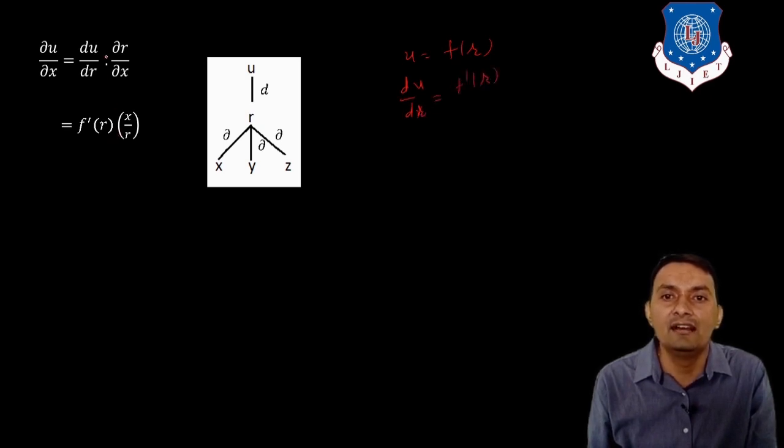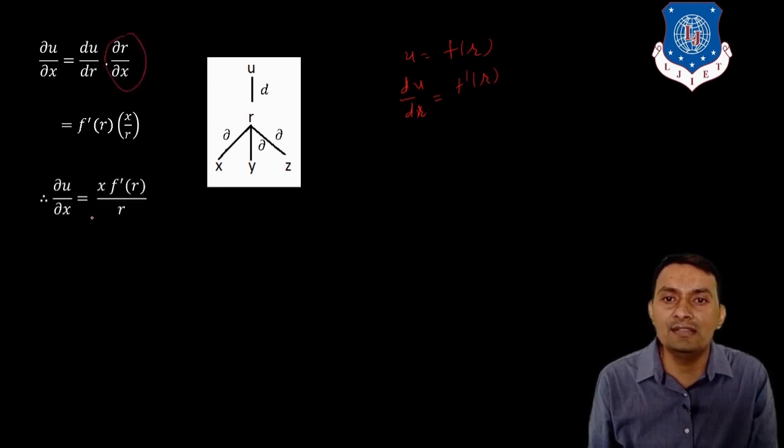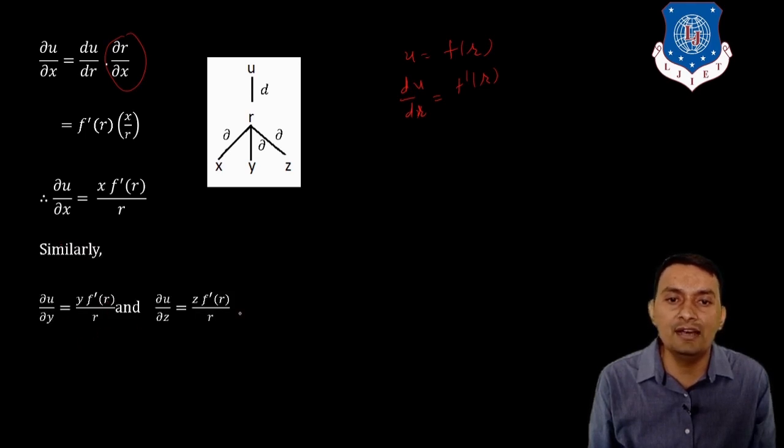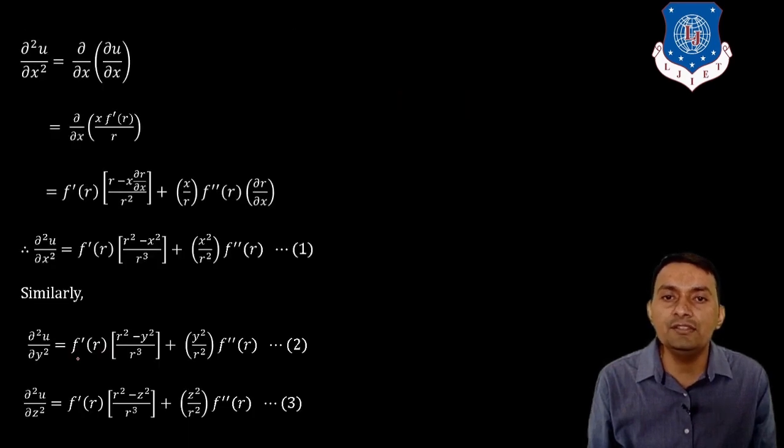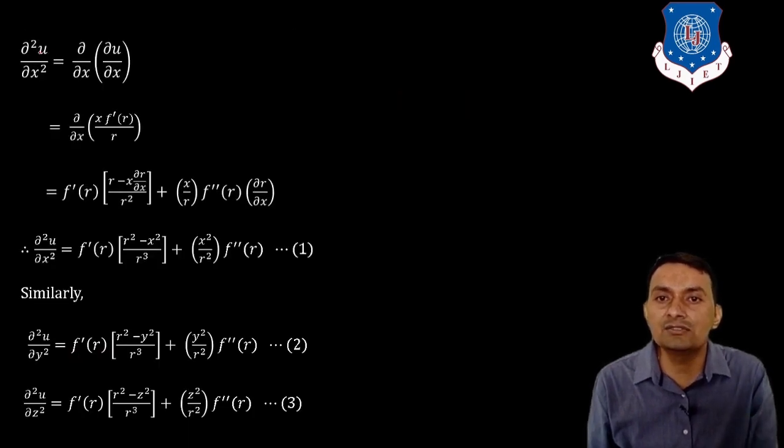And then del r by del x, that is x divided by r. Same argument, you will get del u by del y is equal to y into f dash r divided by r, and therefore the same for del u by del z. So whenever you find the second order, del square u divided by del x square, but this is already what you have, so x into f dash r divided by r.